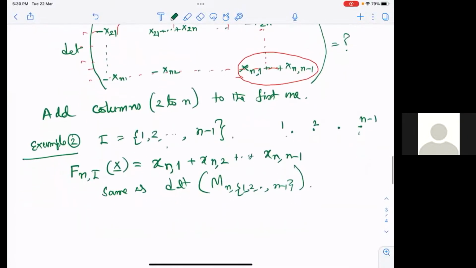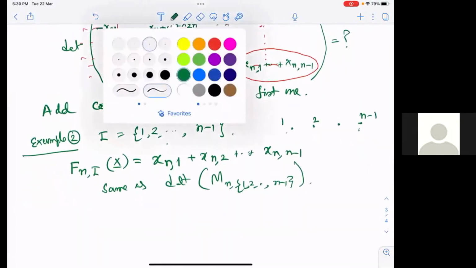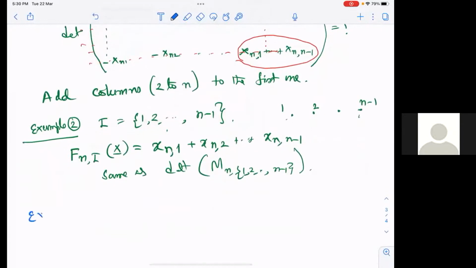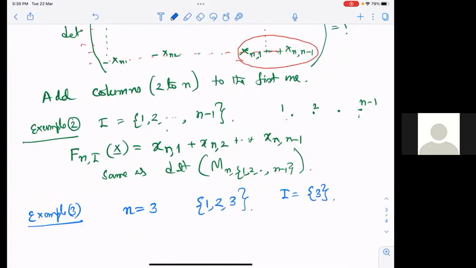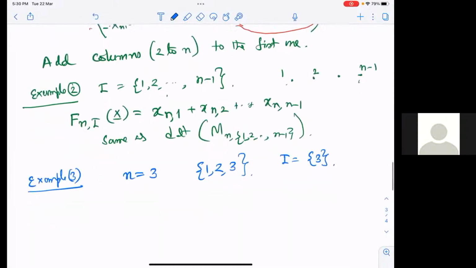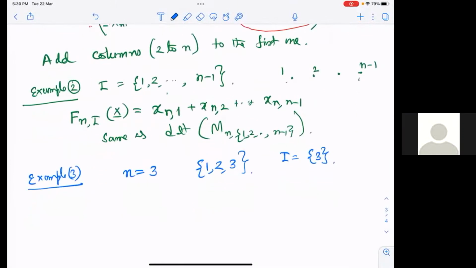Okay. So let's just work out another final example. It's slightly more non-trivial, or rather more interesting. Example 3. Let's take n equal to 3. So the vertex set is 1, 2, 3, and my I is just 3. So what are the different trees in the forest that are possible? Or rather, the different spanning trees.